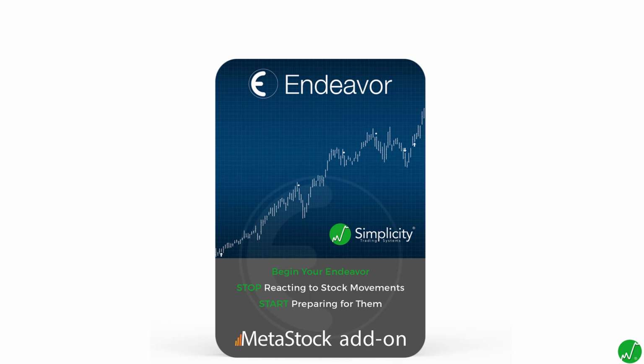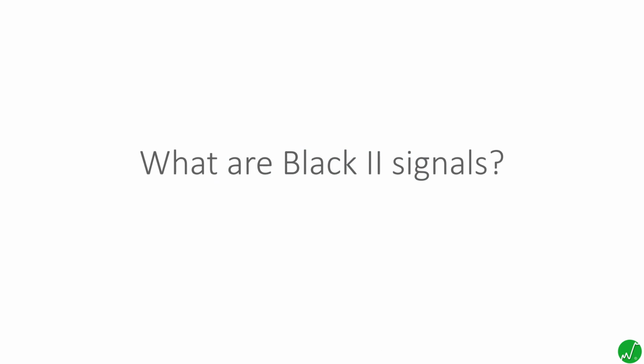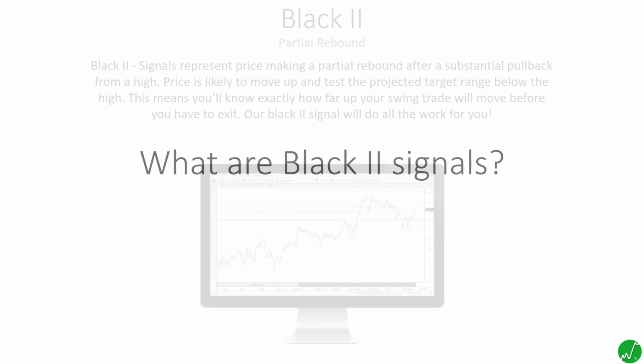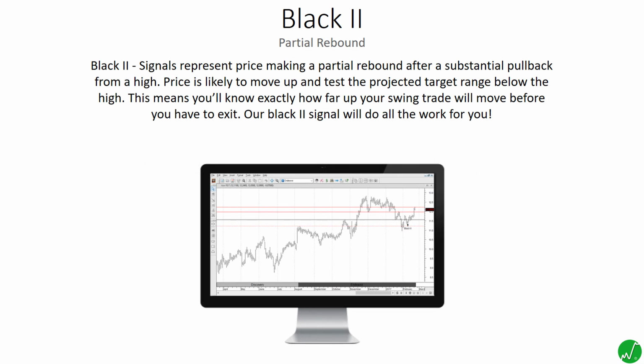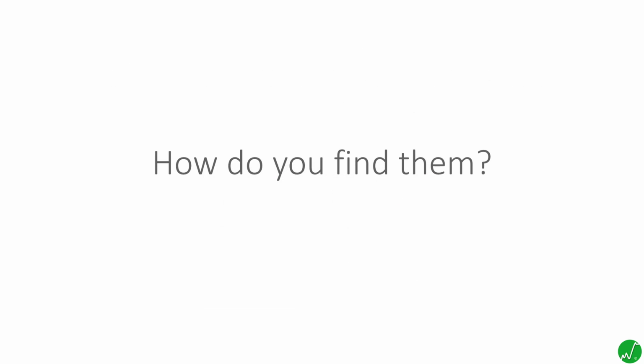Now, let's get started. So, what are Black 2 signals? Well, simply put, Black 2 signals represent price making a partial rebound after a substantial pullback from a high. Price is likely to move up and test the projected target range below the high. This means you'll know exactly how far up your swing trade will move before you have to exit. Our Black 2 signal will do all the work for you. So the question is, how do you find them?